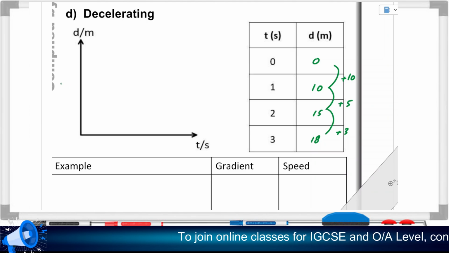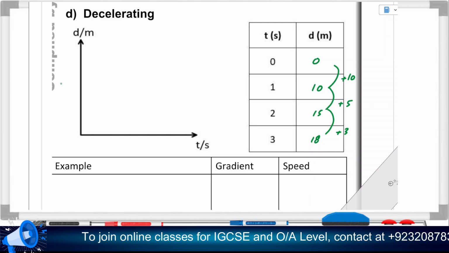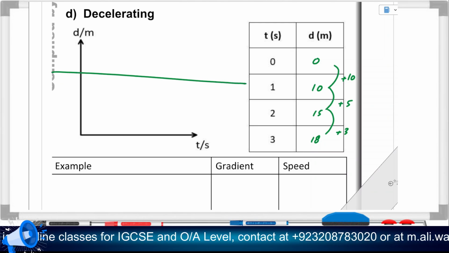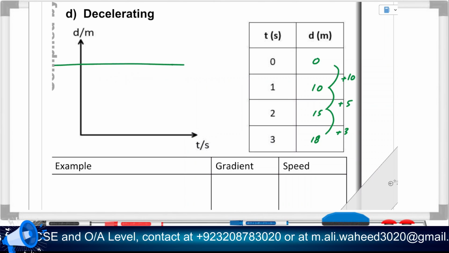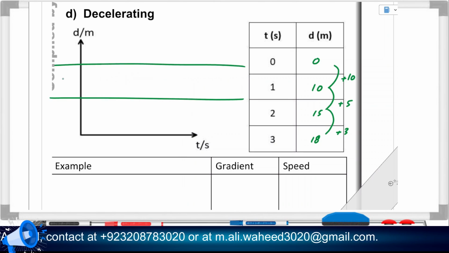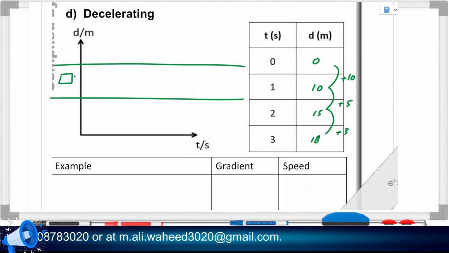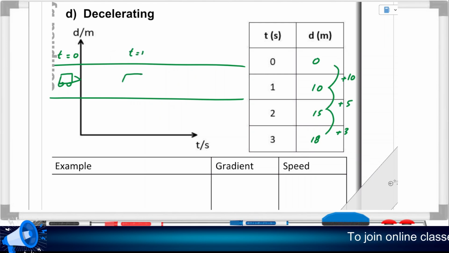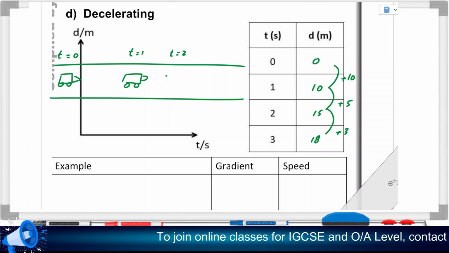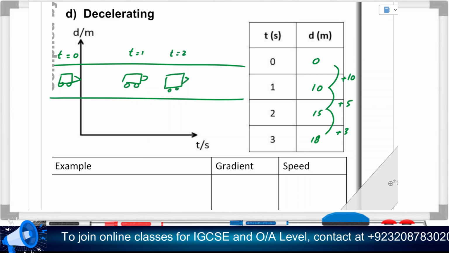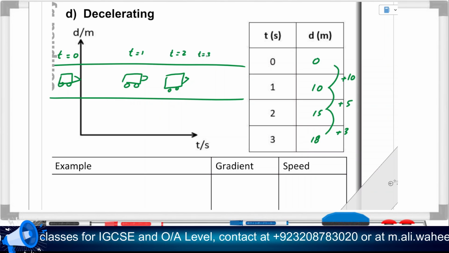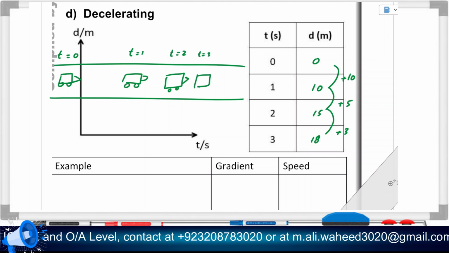So what does that mean? How is that possible? It is possible only if the vehicle is slowing down. So let's say this is a road and this is your vehicle at t equals 0. At t equals 0, the vehicle was here. Then at t equals 1, the vehicle was here. At t equals 2, the vehicle was here. And at t equals 3, the vehicle is over here.